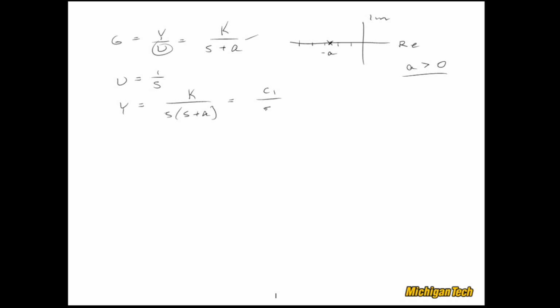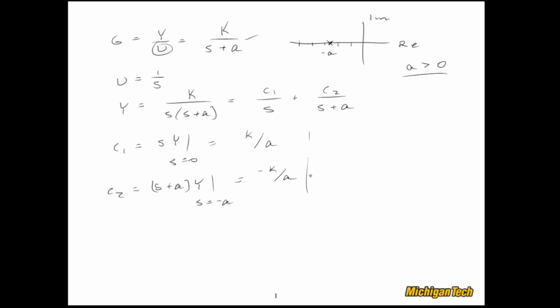I could do a partial fraction expansion, like so, and calculate what my C1 and C2 are. C1 is going to be, let's see, s times y, and then let s equal 0. So I'll get k over a. And then C2 is s plus a times y, then we let s equal -a. And for that, I would get negative k over a.